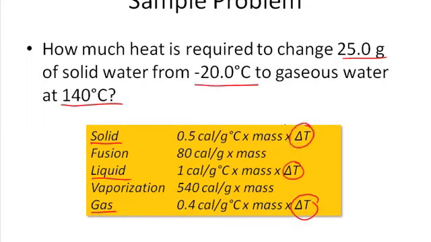We know that solid water is anything below 0 degrees Celsius, but it could be negative 20, it could be negative 30, and so on and so forth. Liquid could be 20 degrees, it could be 50 degrees, it's still water. And gas is anything above 100 degrees Celsius. So we're going to take this information and apply it.